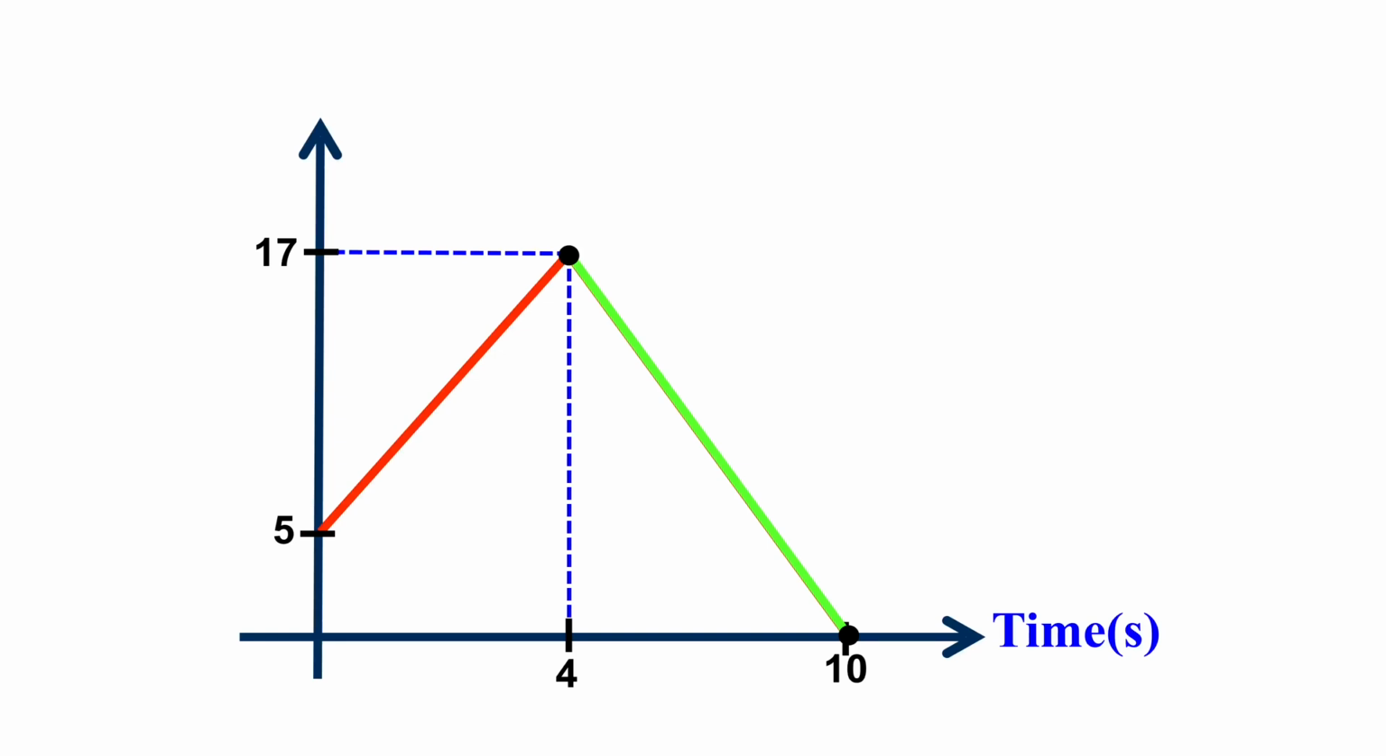For this distance time graph, you're asked to find the speed for the last 6 seconds. I highlight it in green color, and you have to find the 2 points and then find the gradient. The higher point is 4,17 and the lower point on the x-axis is 10,0. Remember, all points that lie on the x-axis must have y equal to 0.